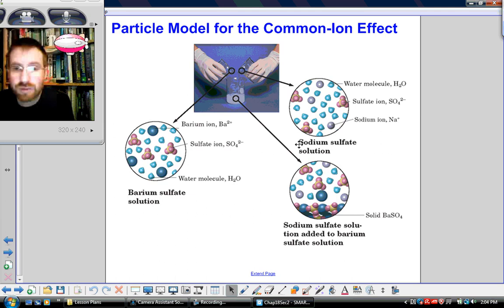This is a representation of the particle model. We have the barium ions, the sulfate ions. Over here we have some sodium sulfate being added to it, and so that sodium sulfate, the sulfate is a common ion to both. It is going to pretty much guarantee you won't have any free-floating barium ions.